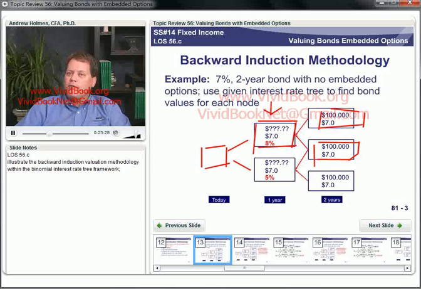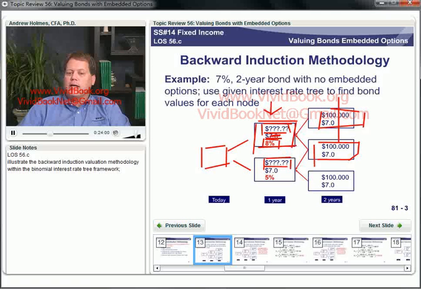Well, if we have a 50% chance of 107 plus a 50% chance of 107, that gives us an expected value here of 107, and we're just going to discount that back at 7% to find what the value of the bond would be. Excuse me, we discount that back at 8%. That's the coupon payment I see there. Anyway, so we're going to discount it back at the interest rate in that tree, the 8%. So we're going to take 107, discount it back to find the value up here. Then we're going to do the same thing to find the value here.